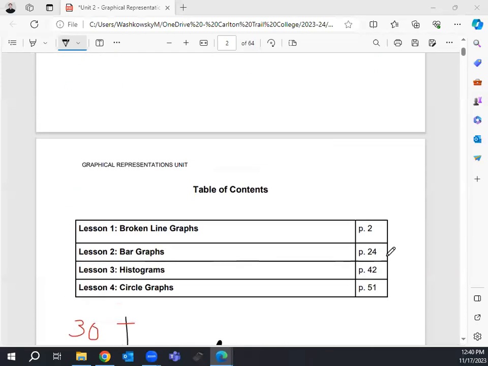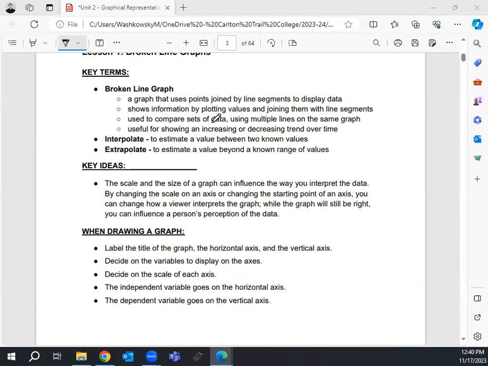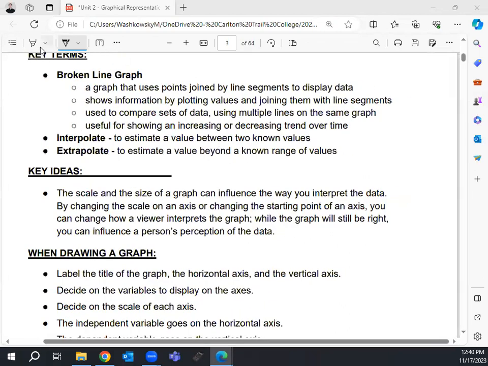Record. Yeah, broken line graphs. We're just on lesson 1.1. So I wanted to save you guys a bunch of writing. I just threw all this stuff on there.